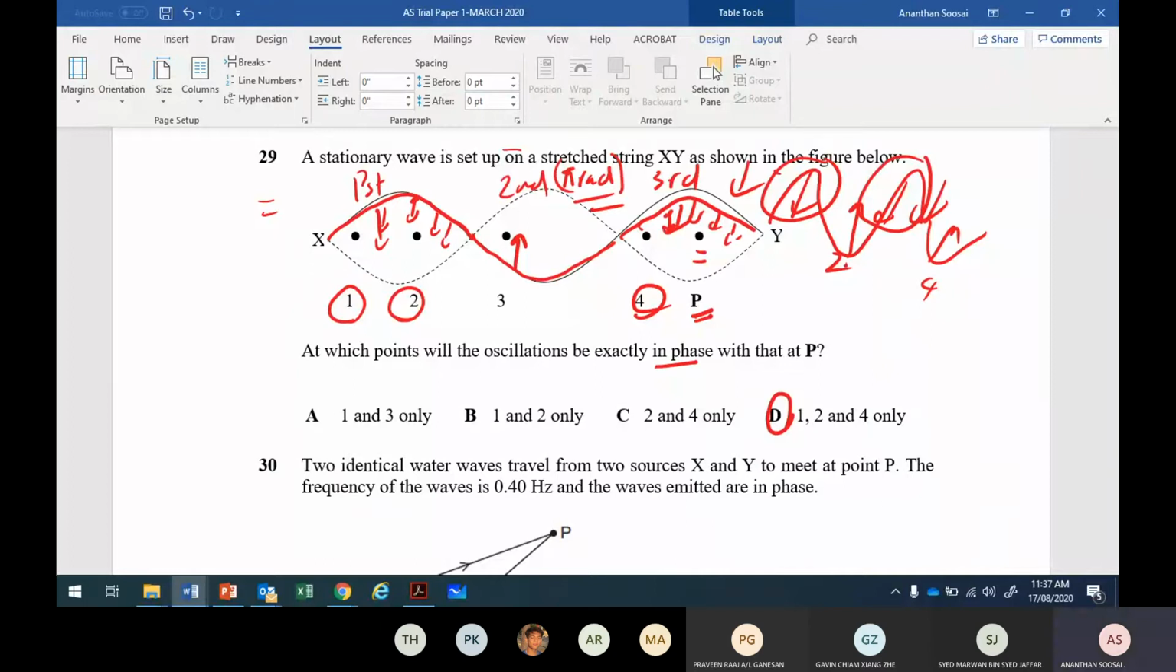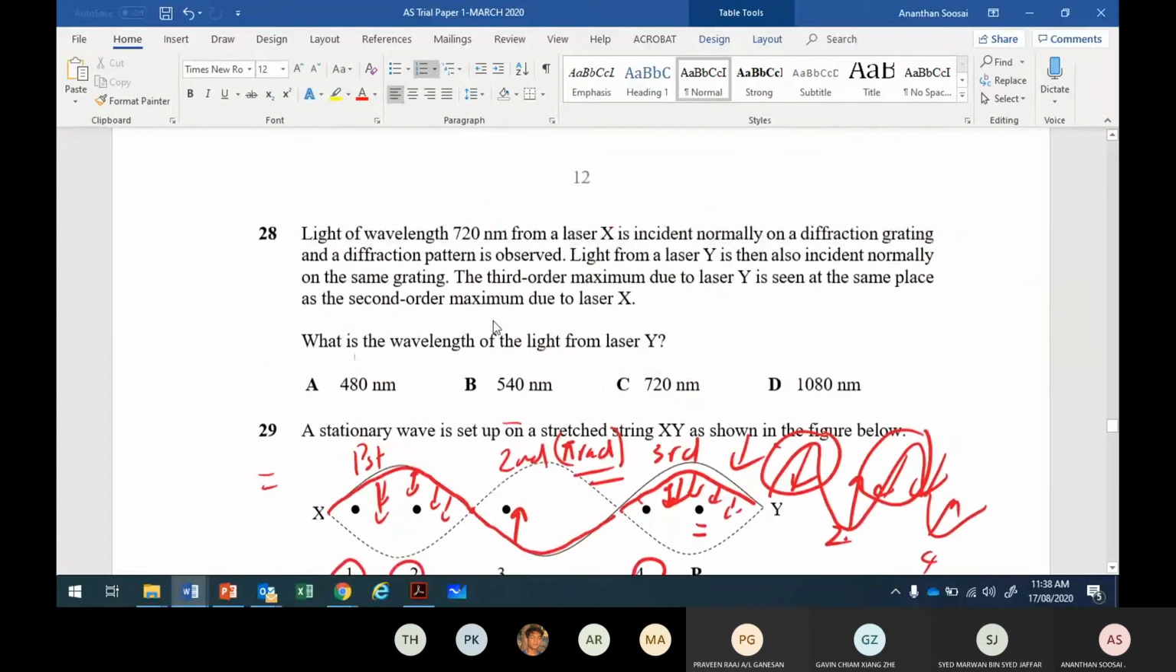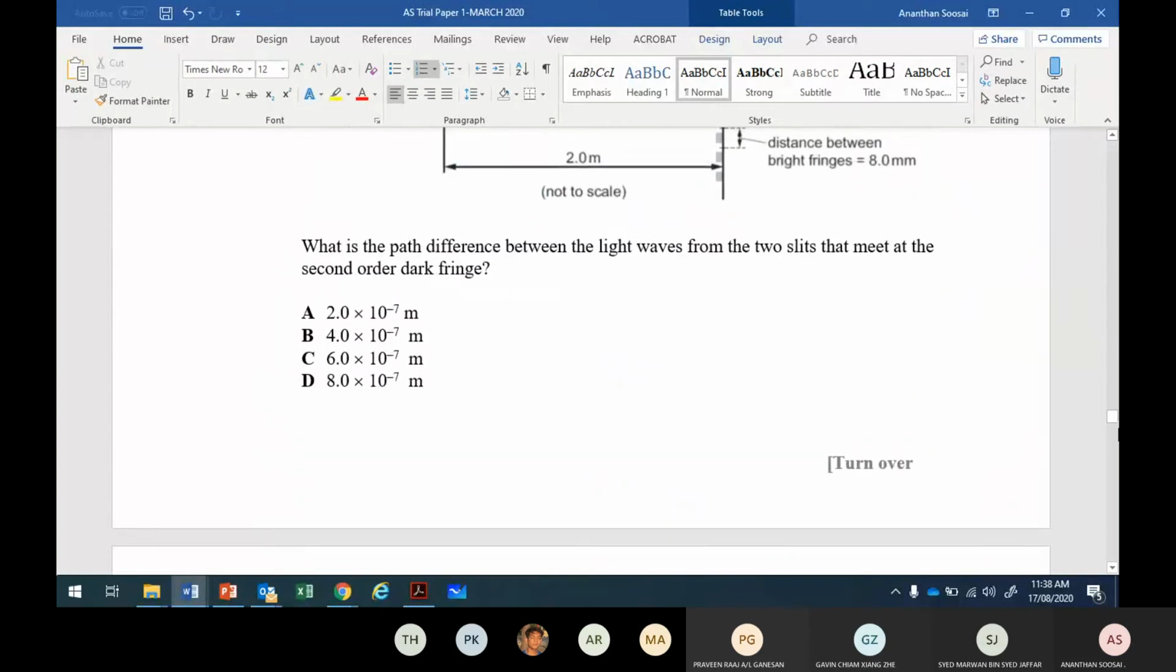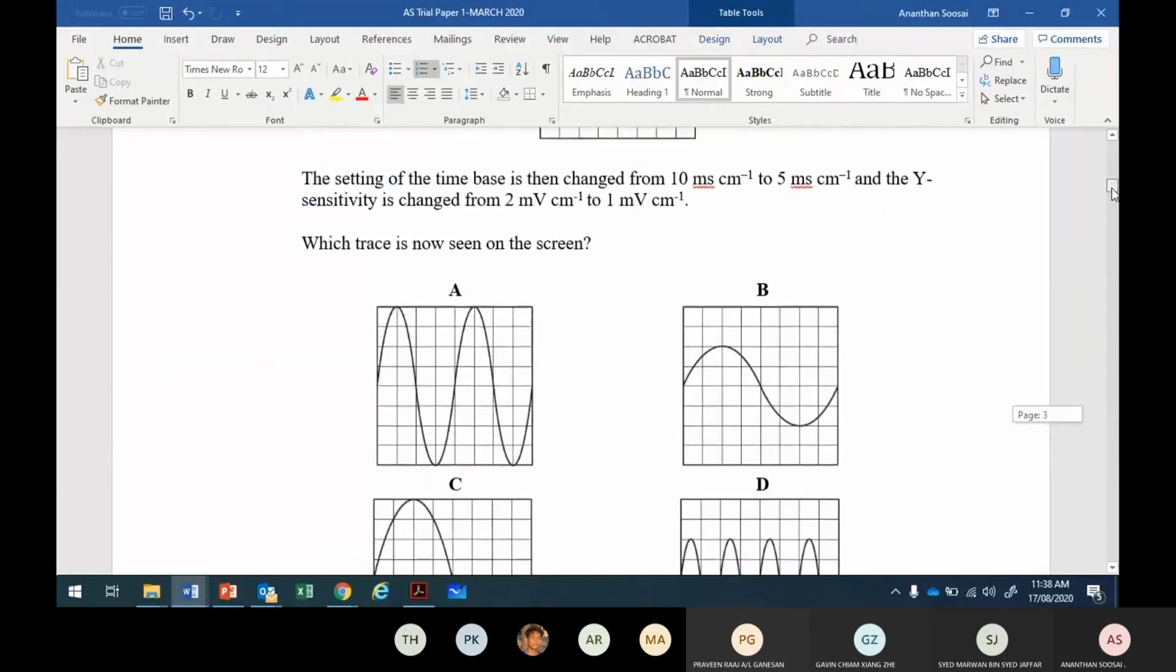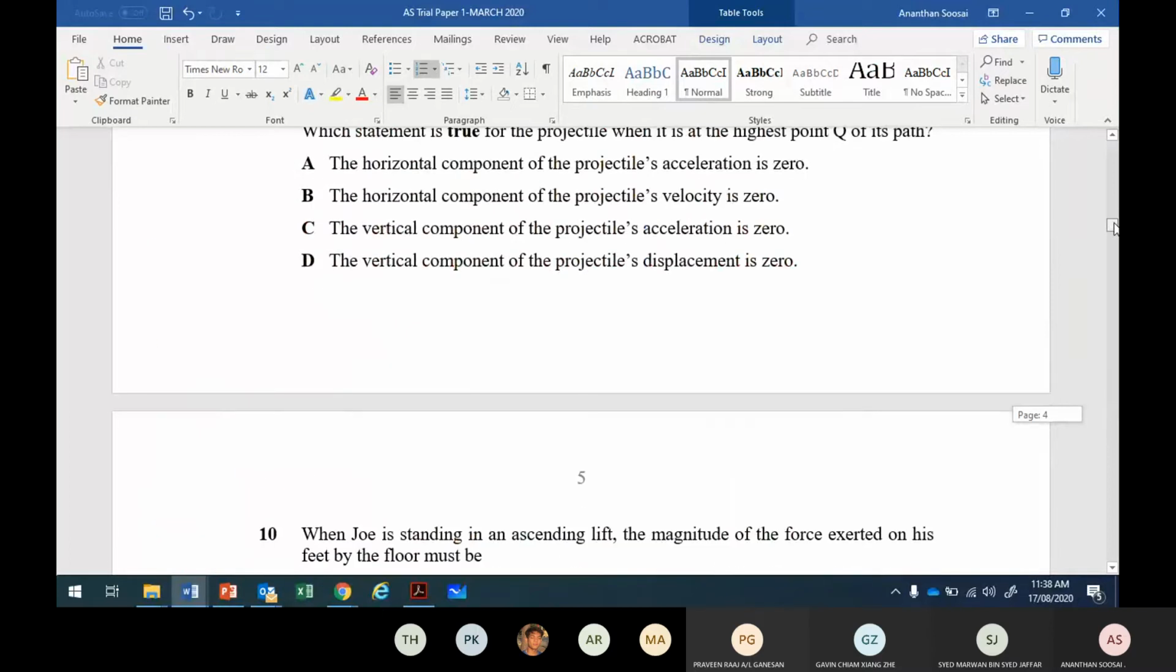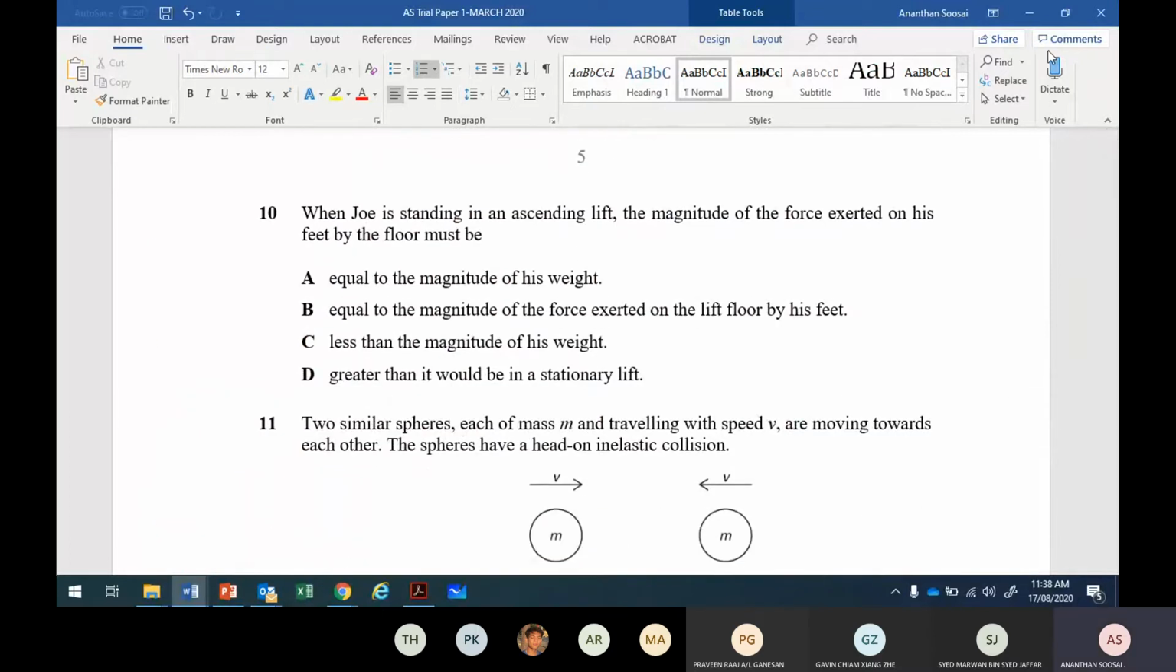Any other question? Can you understand 29? Yes, thank you, sir. Any other questions, guys? Teacher, 10. Go to 10.